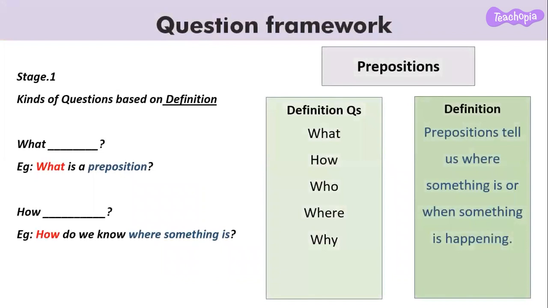For example, let's take a topic like preposition. The definition of preposition is prepositions tell us where something is or when something is happening. So some of the question starters that we can use for the definition category are what, how, who, where, and why. Using these question starters, we can frame questions like, what is a preposition? How do we know where something is?